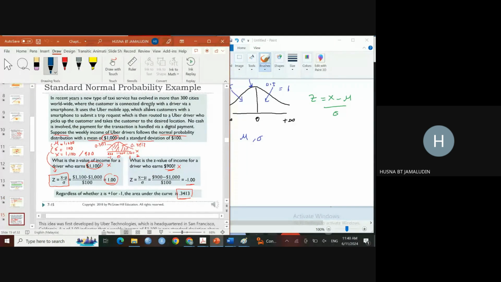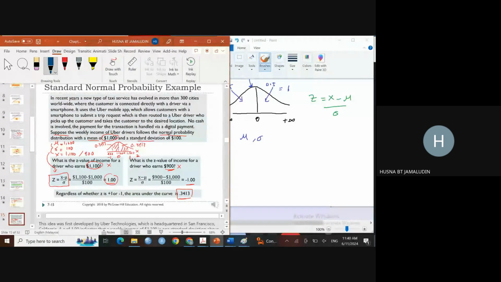Okay, so let's look at the real example. It's a long question, so I will go straight to the main point. If you receive a question like this in the quiz, midterms or final, please read the whole thing. Suppose the weekly income of an Uber driver follows the normal distribution.